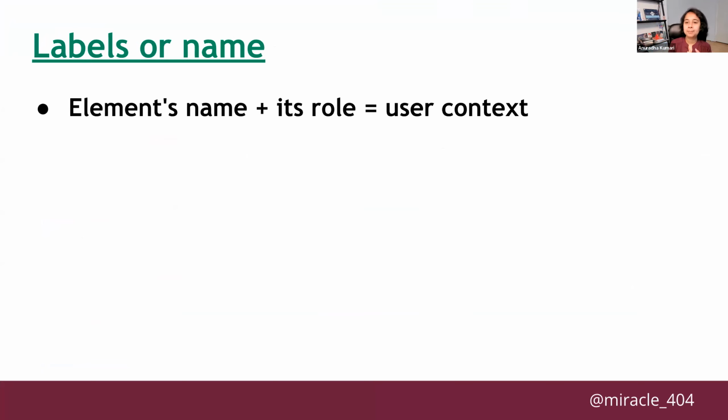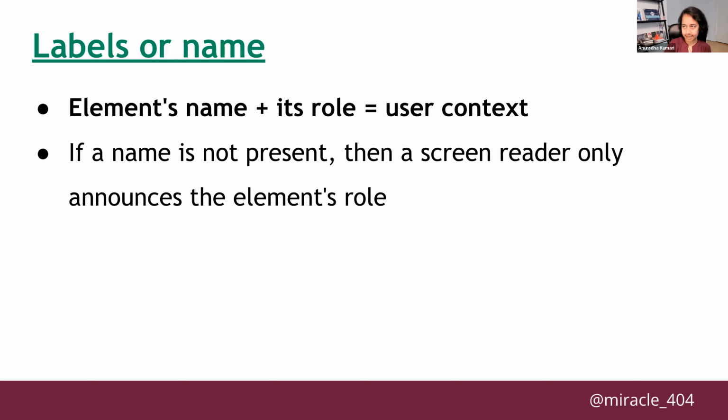So for example, there's a button. What is the name of the button? If someone says to me only "button", I don't know what that button does. So I need to know if it's a submit button and they say "submit button". Then I will know that if I press this button, it's going to submit my form and so on. So both of these are very important for user context.